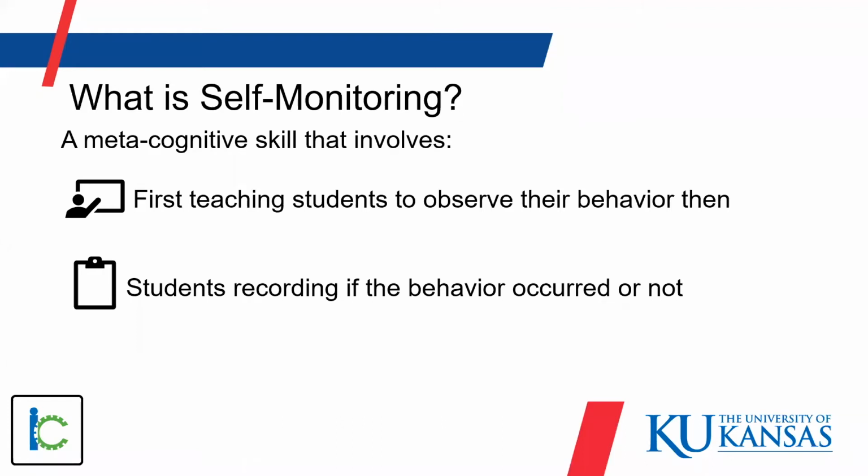Hi, I'm Howard Wills from University of Kansas Juniper Gardens Children's Project. I'm going to give a brief overview of what self-monitoring is and an introduction to IConnect. Self-monitoring is a process where a teacher can teach a student to observe their own behavior, and then students record simply if the behavior has occurred or not.